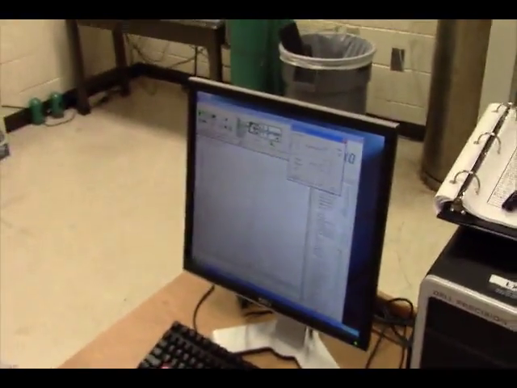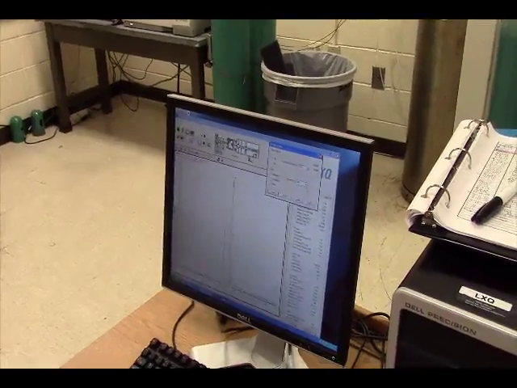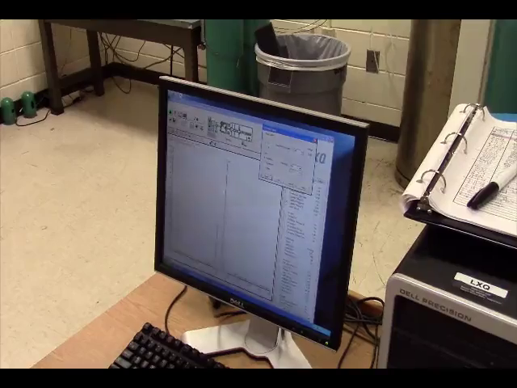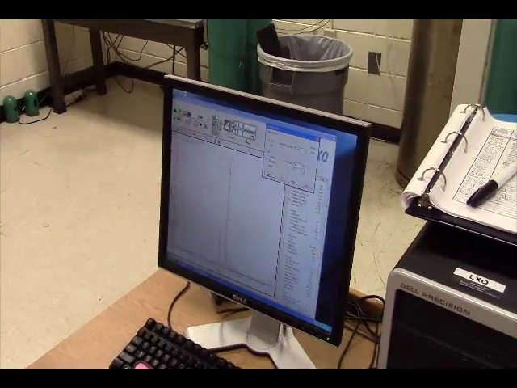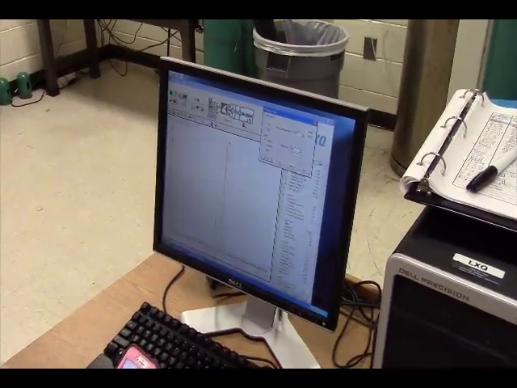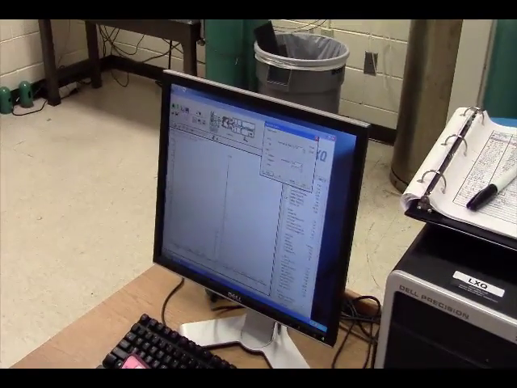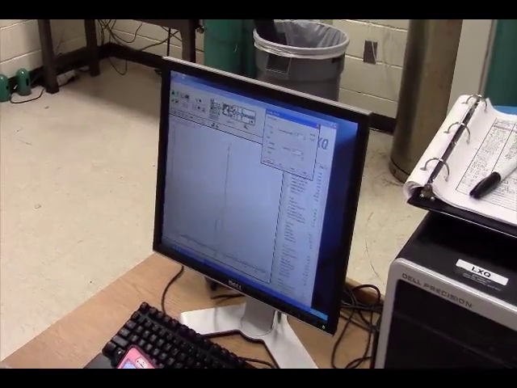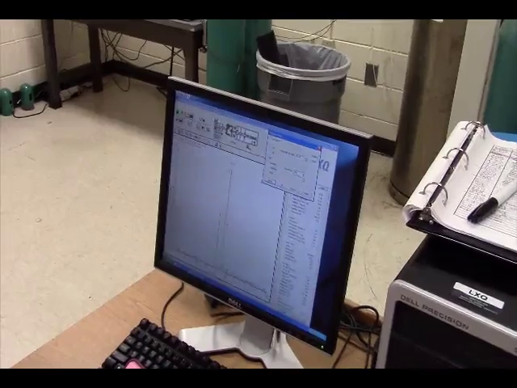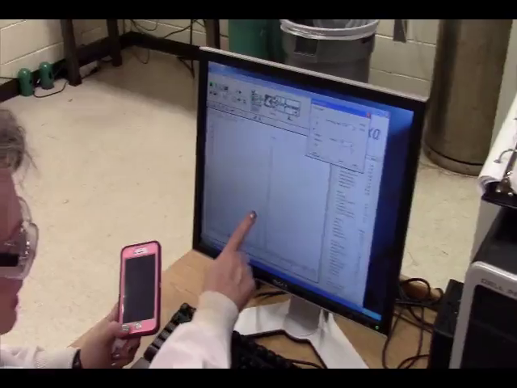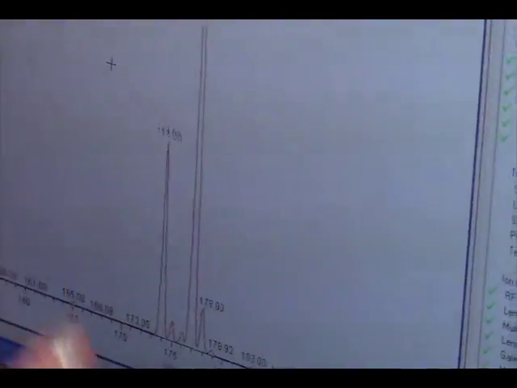Plus a sodium, because we laced it with sodium. So 151.163 plus sodium, 174.15. Okay. We have a peak here at 174 that's jumping around. So what we're going to do is we're going to average this so it settles down a little bit.